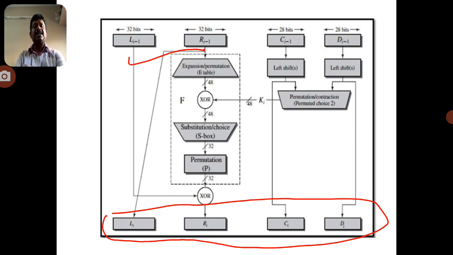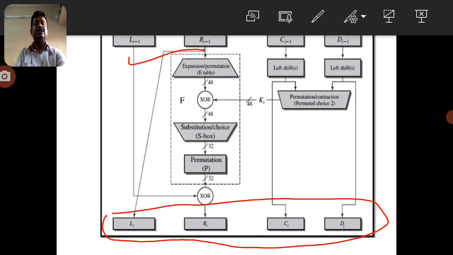Now you can observe the expansion permutation output is exclusive-ORed with K1. What is the key size? Already we discussed the key size is 48. When the exclusive OR operation is taken, the key size and the plain text size must be equal. So the expansion permutation derives 48 bits: the 32 bits of input data are converted into 48 bit data, which is exclusive-ORed with the key, so finally 48 bits are derived as output.